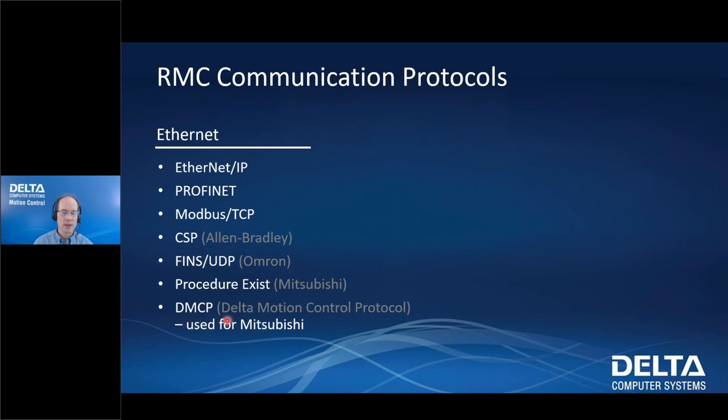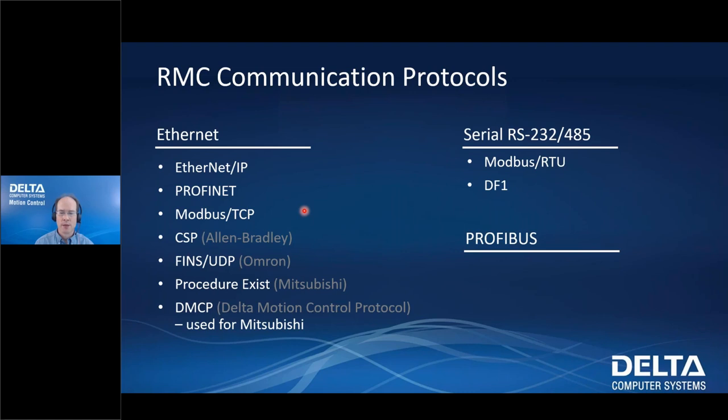We actually use that in the guts for the Mitsubishi. We also use it for our embedded C example. Not a PLC, of course, but it's usable there. We also, on some of the controllers, support serial, which is Modbus RTU or DF1 protocols, and on some of them support Profibus. Our newer RMC 200 does not support serial or Profibus because these protocols are getting rather old. The world is going to Ethernet.